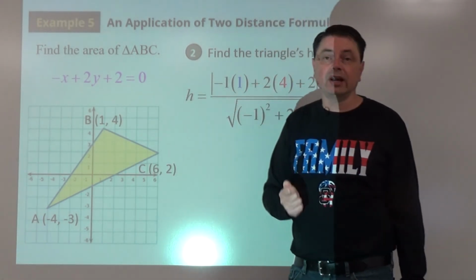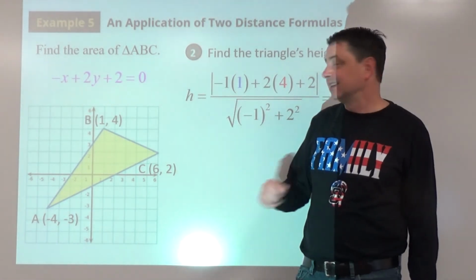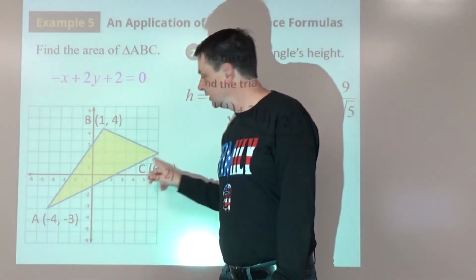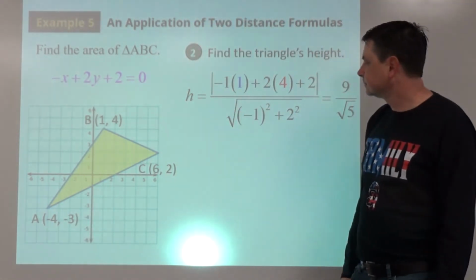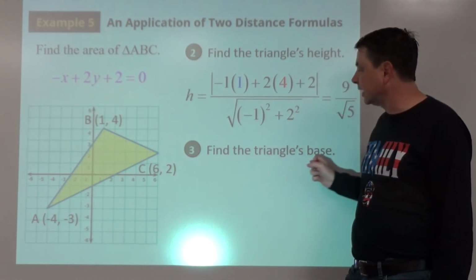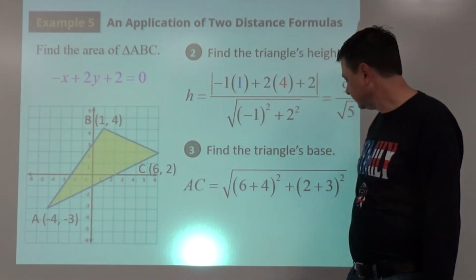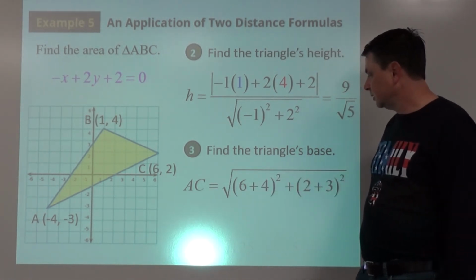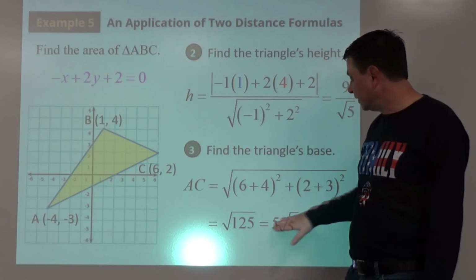So we've got our height. Last thing we need for the area of the triangle, since its area is 1/2 times base times height, is the length of the base. And that should be pretty easy. That's just straight distance formula. So that's step 3. Find the length of the triangle's base. Let's use the distance formula. So distance formula is going to tell us that the square root of 125. That simplifies to be 5 root 5.